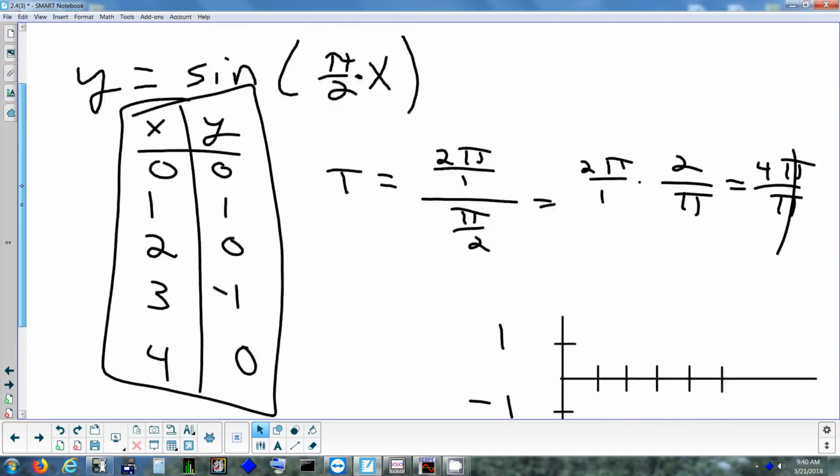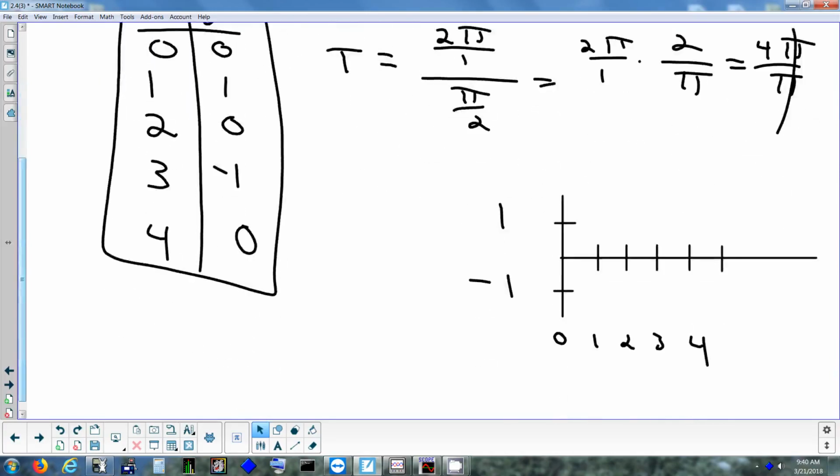And we've got 0, 1, 0, negative 1, 0. 0, 1, 0, negative 1, 0. And there's your graph. That graph has been compressed a little bit.